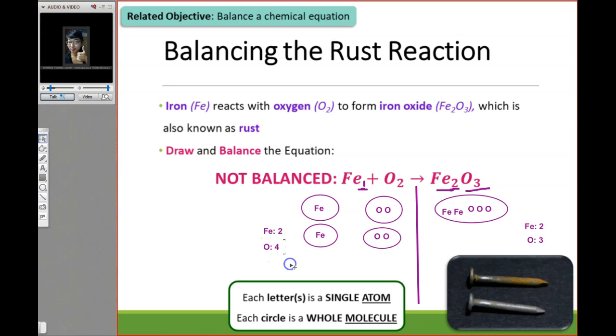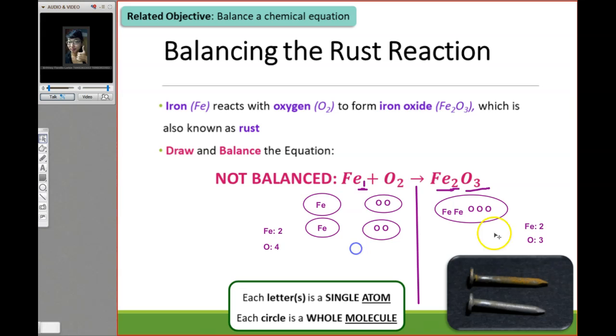Are we balanced? I have 4 oxygens on the left. Are we balanced? No, so that means that we still need to go ahead and do some more work. So if I have 4 oxygens on the left and 3 on the right, which side now needs more? Go ahead, tell me in the chat box. Yeah, the right side now needs more.